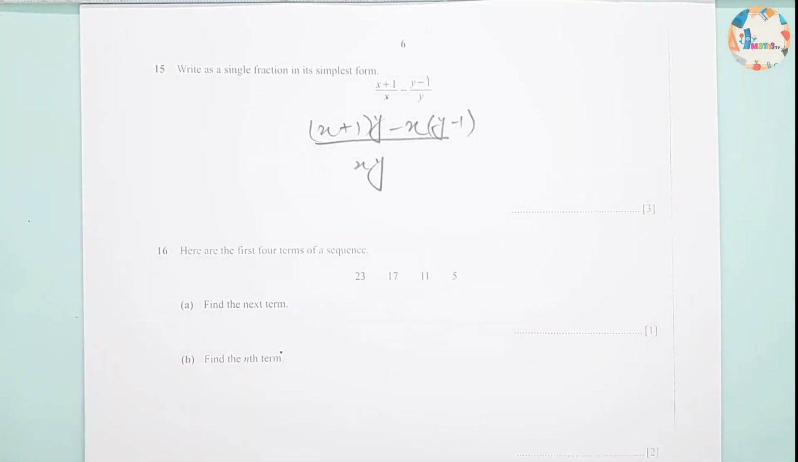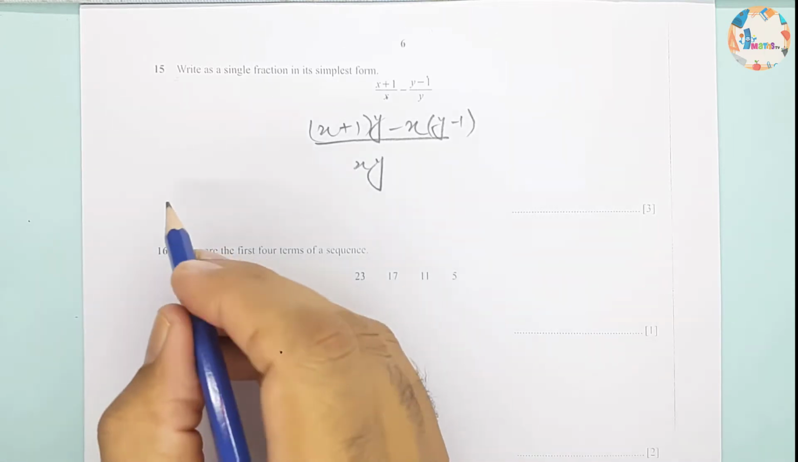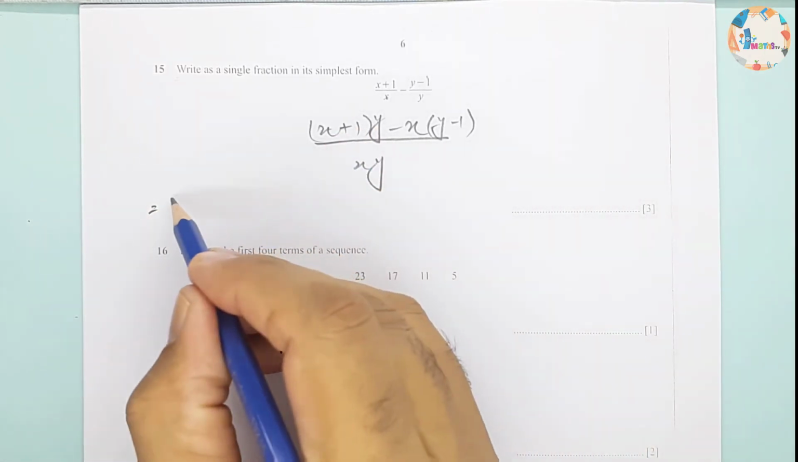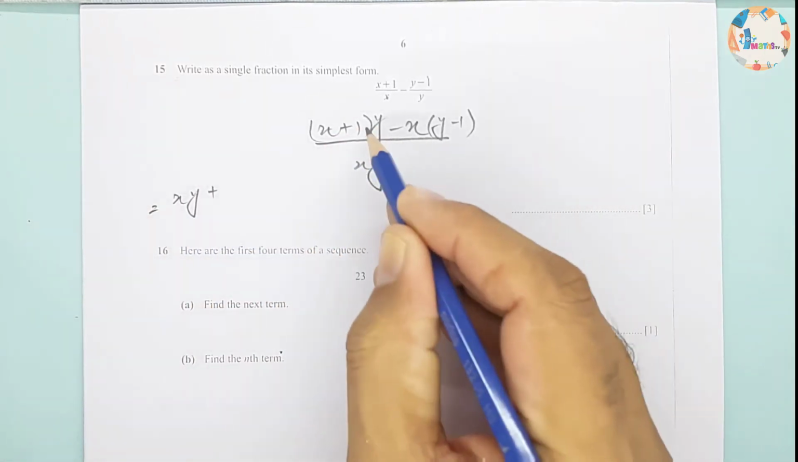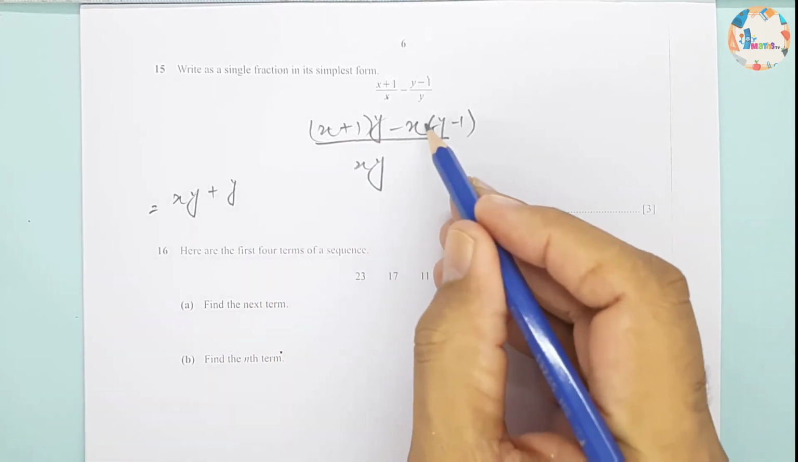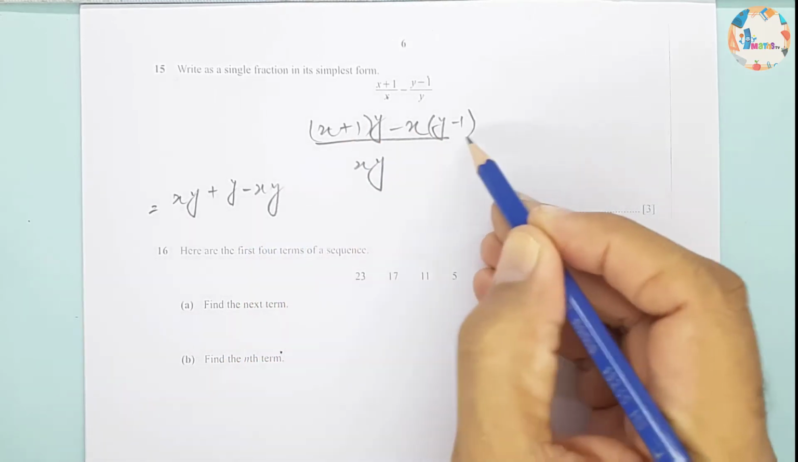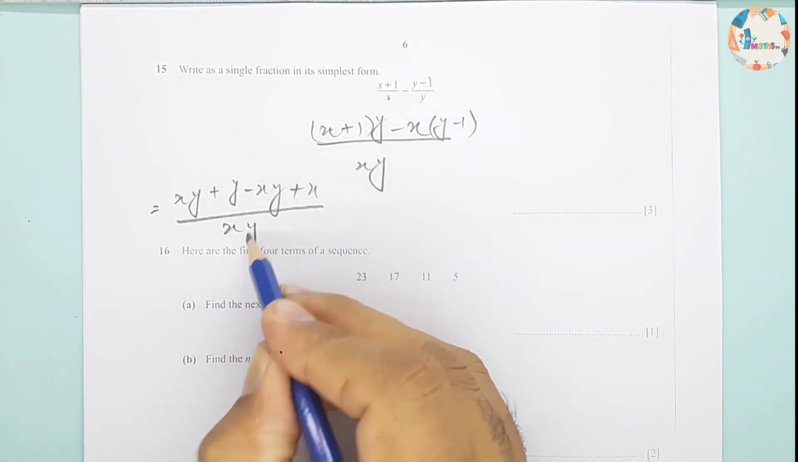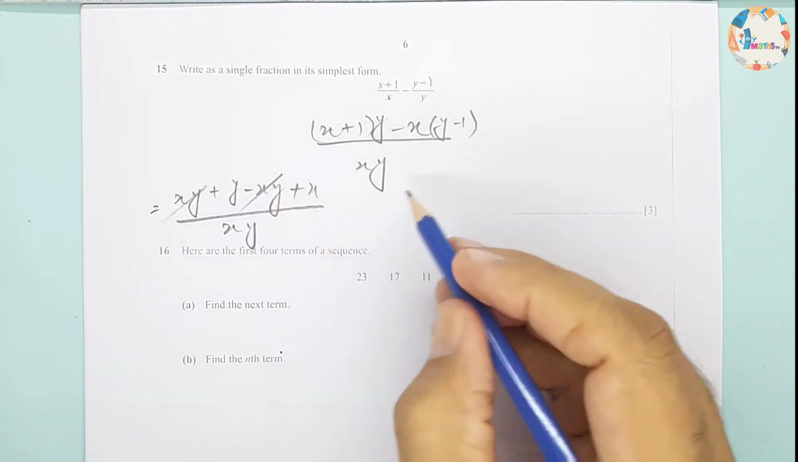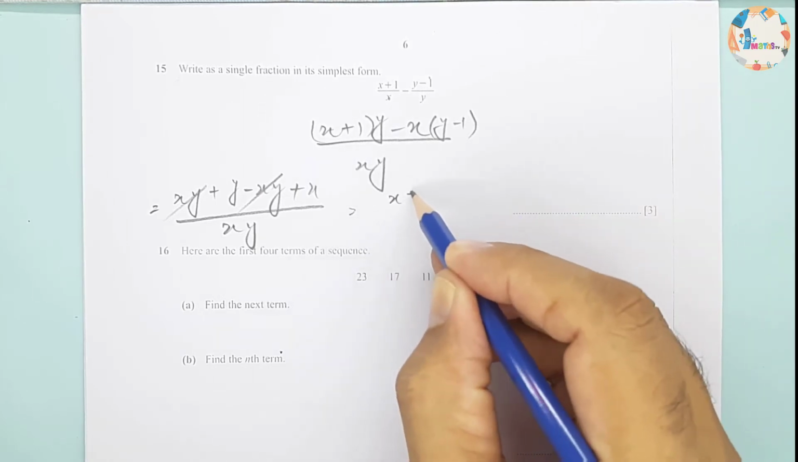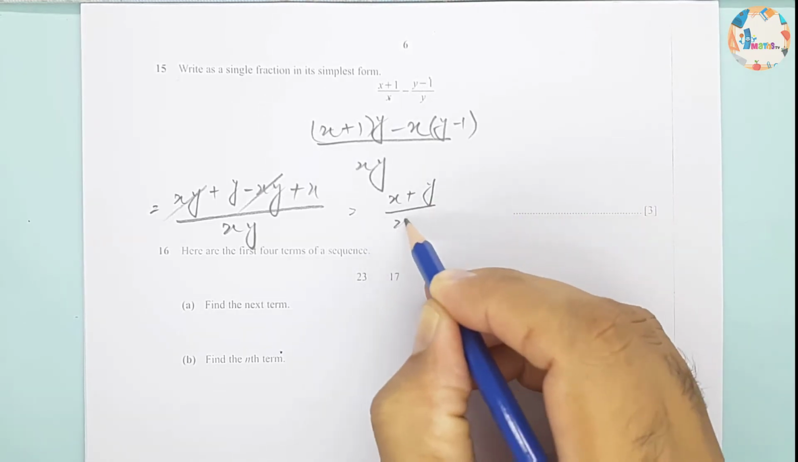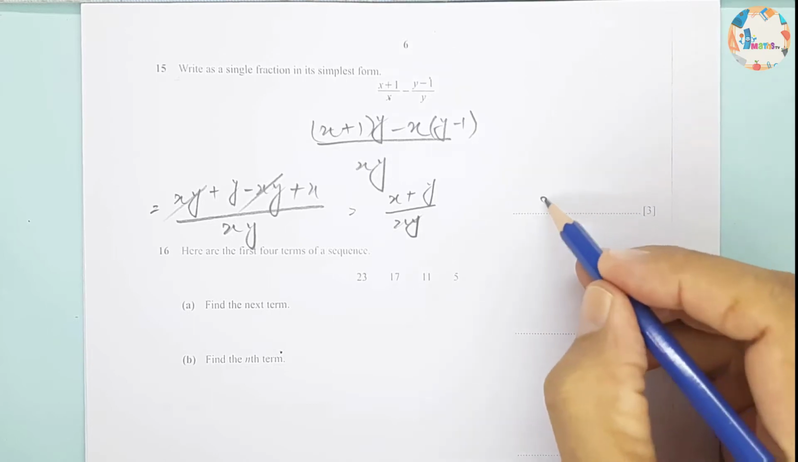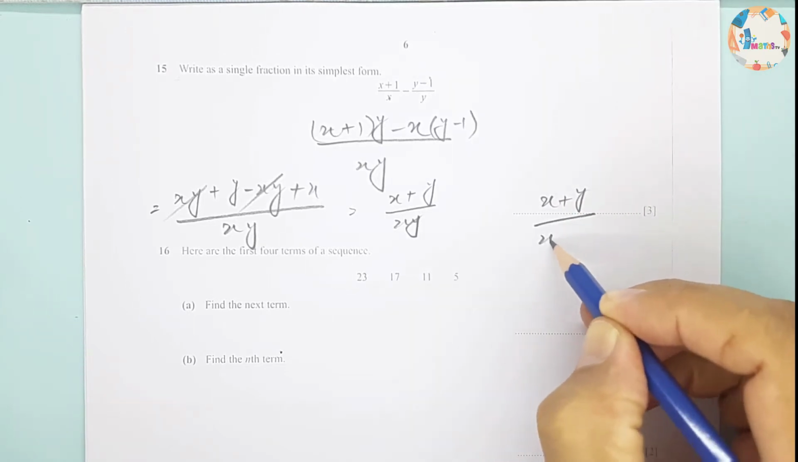We can open brackets. So after opening brackets, what we will get is xy plus y and minus xy and plus x, divided by xy. These two will be cancelled and the numerator will reduce to x plus y over xy. So this will be our answer, x plus y over xy.